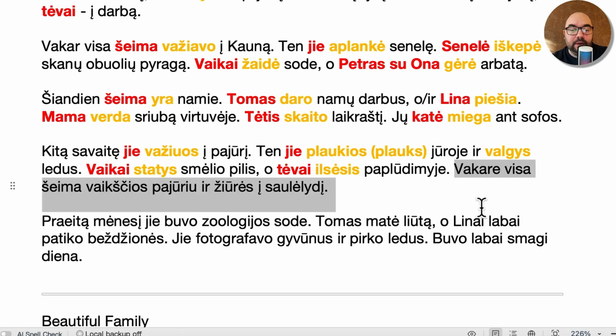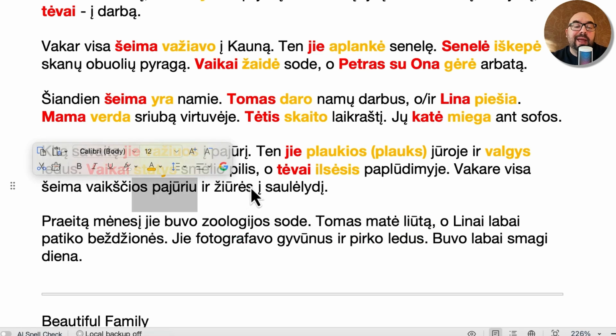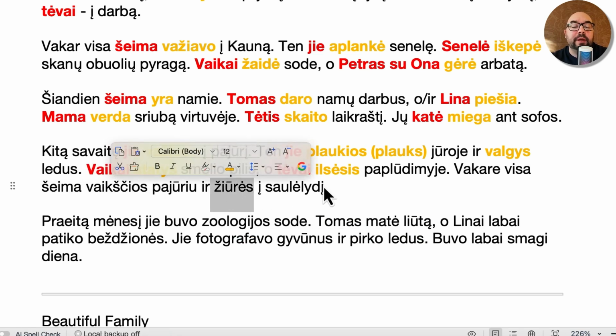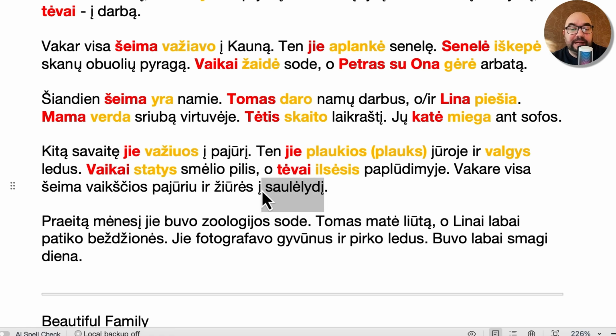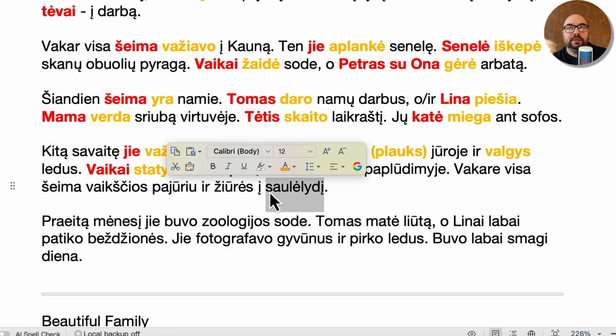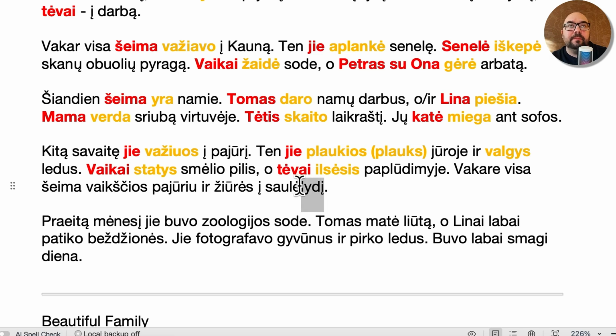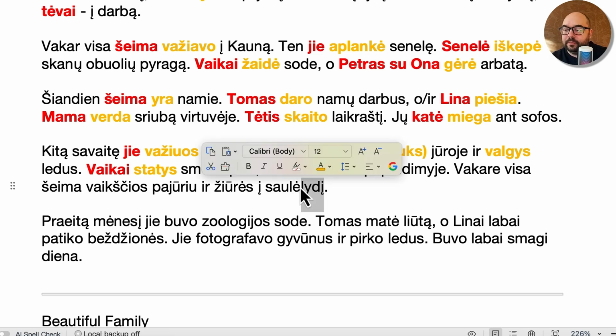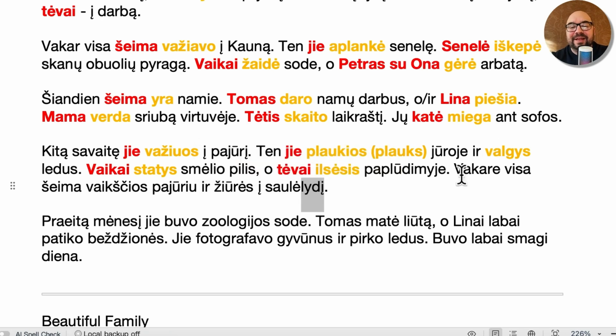So in the evening, the whole family, visa šeima, we know that already, the whole family will walk around pajūriu, that means by the sea, and will look into the sunset. Saulėlydis. Palydėti basically means to just go together. For example, walk me home, that would be palydėk, right? So basically we're just walking the sunset home, right?